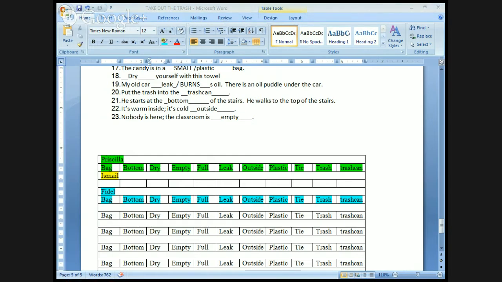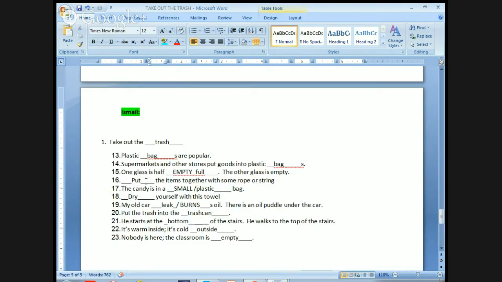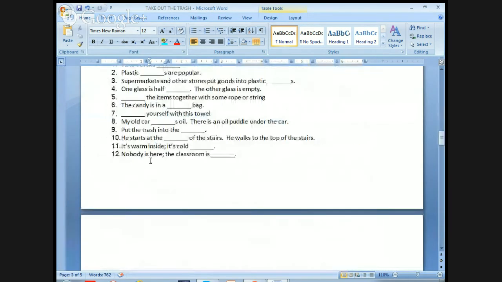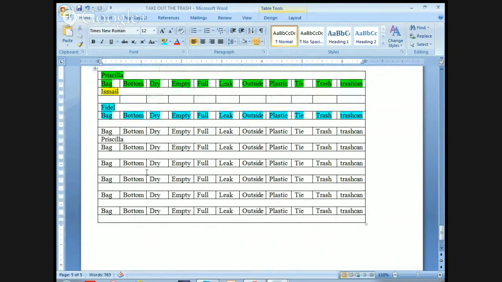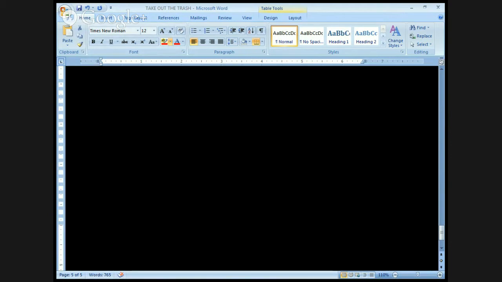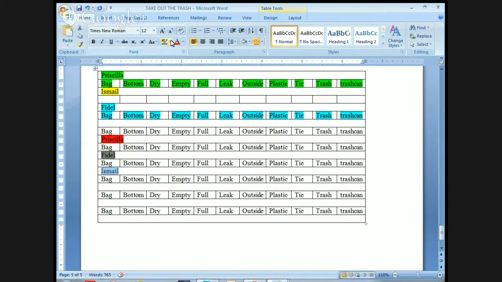Now, the objective here is to get you to think as quickly as you can in English and say what comes to your mind. Now, the challenge is going to be a little more difficult, but I'm sure you can do it. And what we're going to do is say the story in order. So we will go with Priscilla first, then Fidel, and then Ismail. I will be red. Fidel will be gray. And Ismail will be fuchsia. You'll have to use these words in order, so I will not cross them out until you say them in the order that they're written.